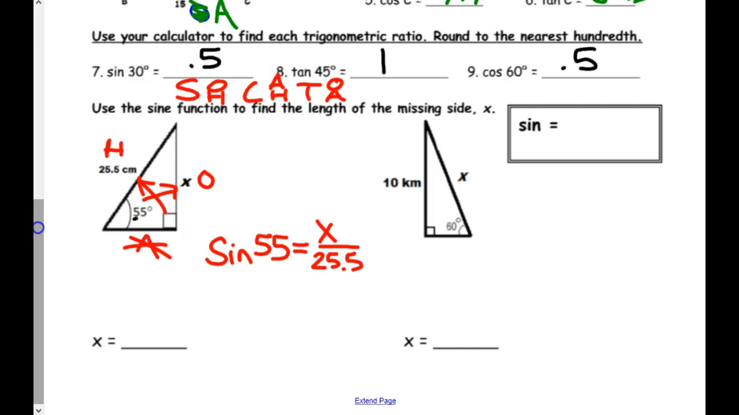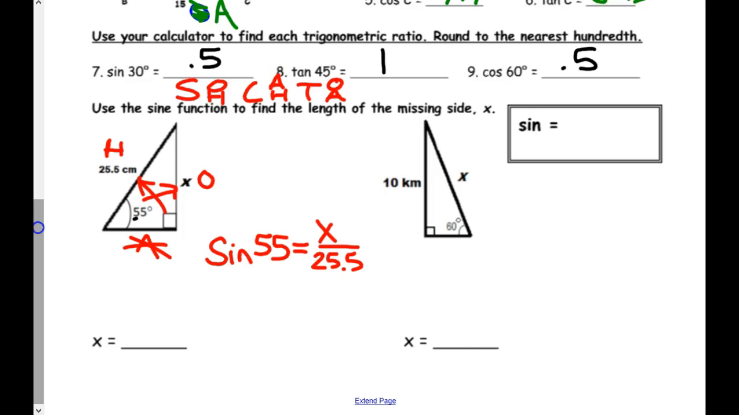Do you see how I set that up? Sine, angle, equals fraction. Okay? Now here's the problem. X is not by itself. X is being divided by 25.5. How do I get rid of a divided by 25.5?